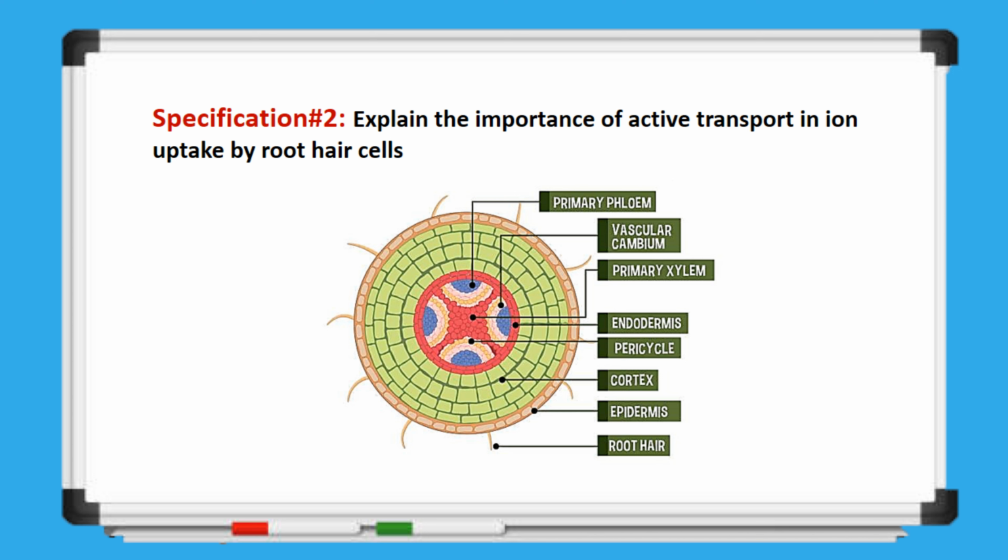Next, we have specification number 2, which focuses on the importance of active transport in ion uptake by root hair cells. This concept explains how plant roots absorb essential mineral ions from the soil, even when their concentration is lower outside than inside the root cells. Since this process occurs against the concentration gradient, the plant must use energy to actively transport these ions, ensuring proper nutrient absorption for growth and development.